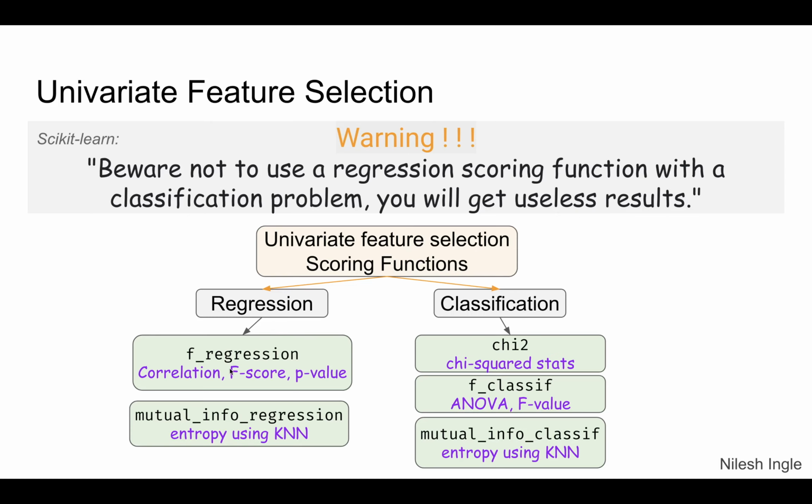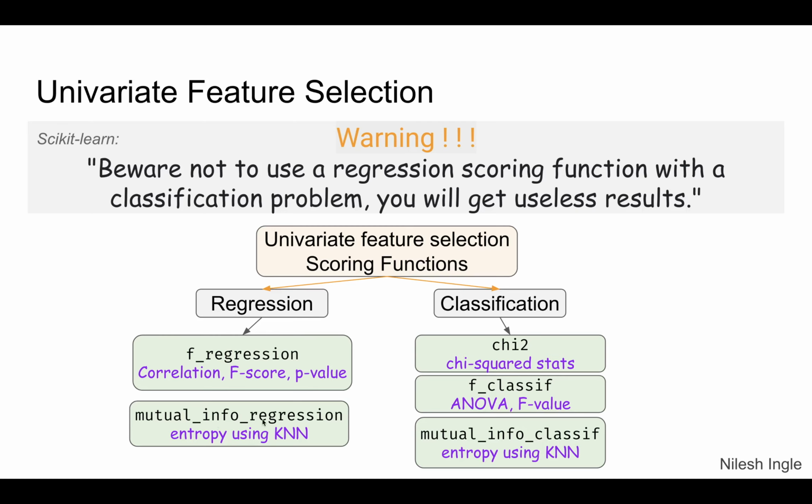So for regression, there is F regression, and there is mutual info regression. F regression calculates the correlation, F score, and p value. Mutual info regression is based on entropy using KNN. And then for classification, you have chi2, that's the chi-square statistics. F classif calculates the ANOVA, analysis of variance, and the F value. And then mutual info classif again calculates the entropy using KNN.